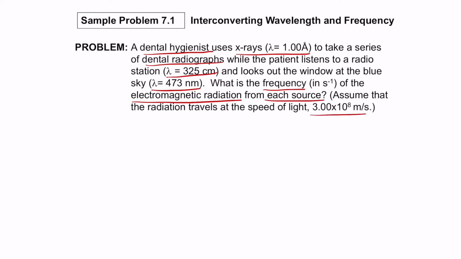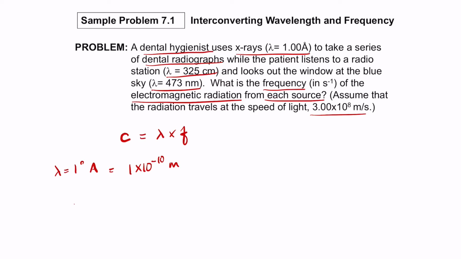They have given us the velocity, which is 3 times 10 to the power 8 meter per second. So we know that c is the product of lambda times f. Using this formula, we can find every one of these frequencies. Let's start with the first one, X-rays, with a lambda of 1 angstrom. An angstrom is a unit that represents 10 to the power negative 10 meter.